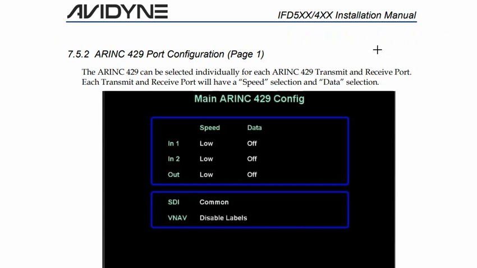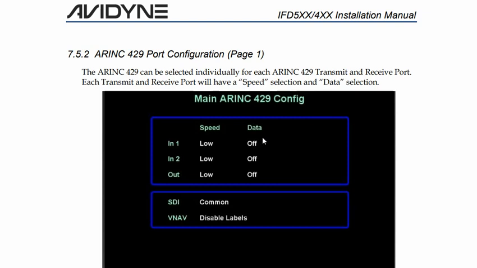So again, we're going to have to go to ARINC 429 port configuration, page 1, and we're going to have to take a look at input number 1, because that's how the pins line up. That should be ARINC 429 input number 1. Again, it's low speed. That's what the PFD is putting out, so that's fine. But we're going to have to set this data field.